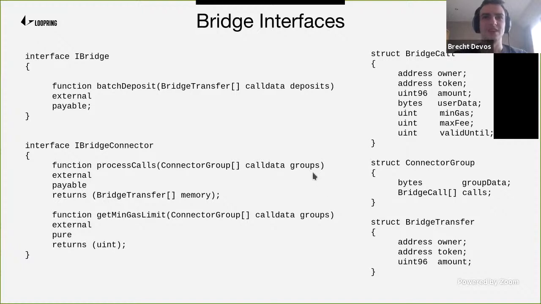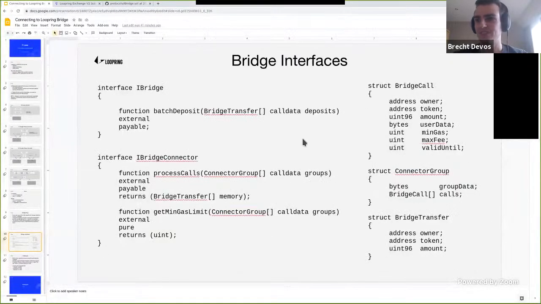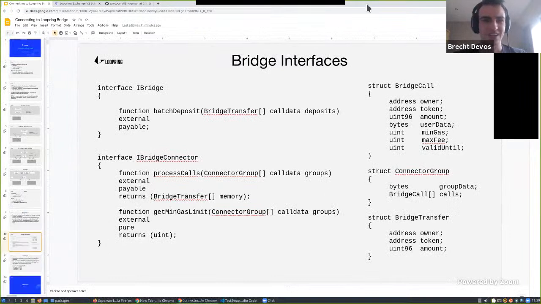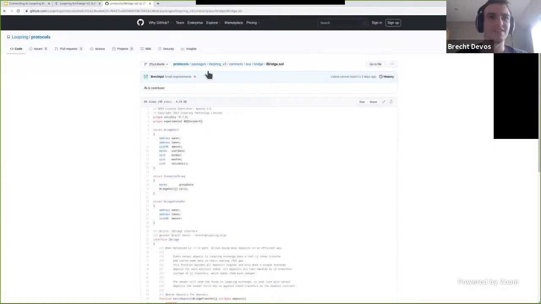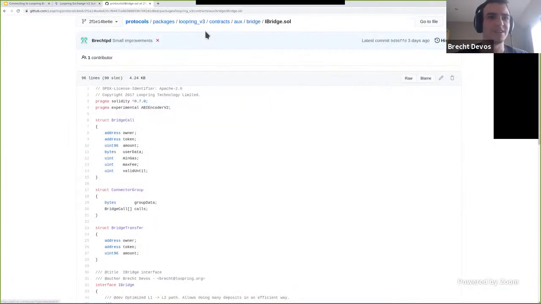So I'll show a sample first of such a connector.